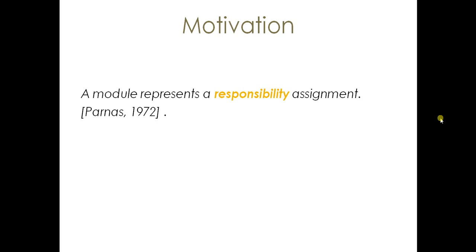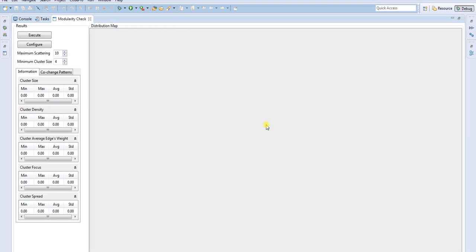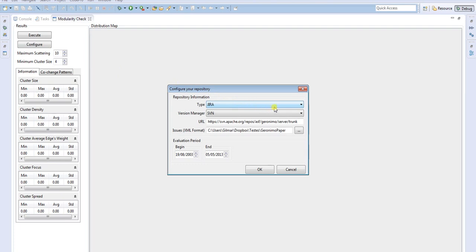ModularityCheck helps us to understand and to assess the package decomposition of a target system. This is ModularityCheck, a plugin for Eclipse that uses evolutionary information. To run our tool, we need to set up some parameters. First, we have to inform which issue tracker and which version control system the target system uses. Second, we need to inform the repository address. Third, we need to inform the issue report location. Here, I'd like to emphasize that the issues have to be saved in XML format.